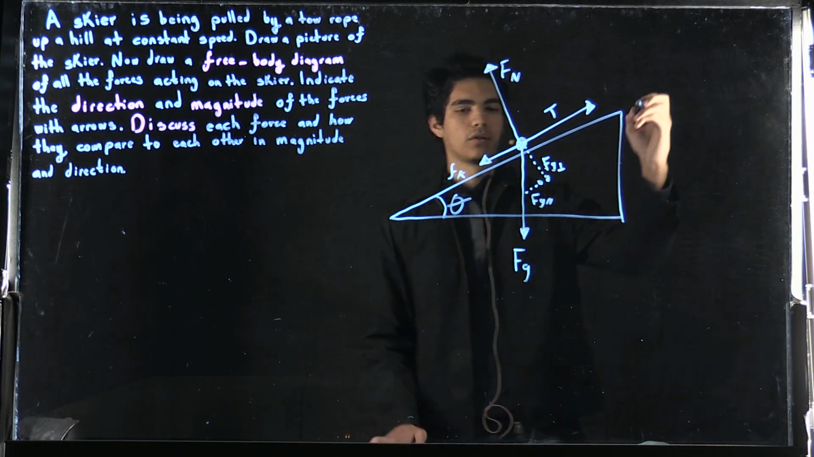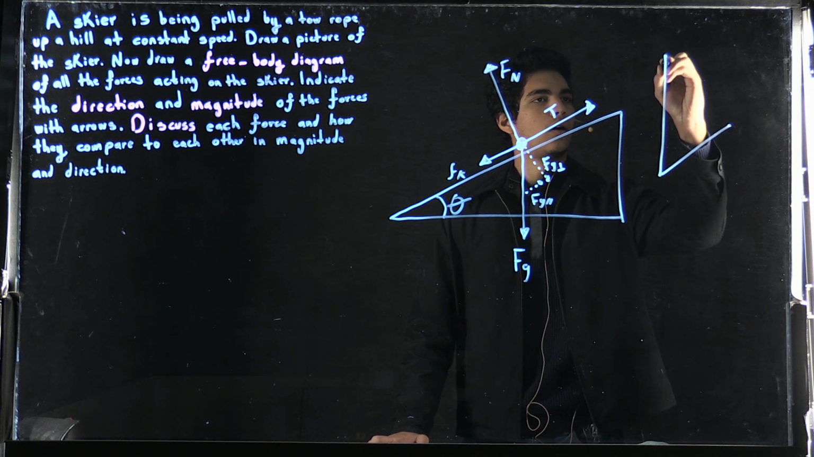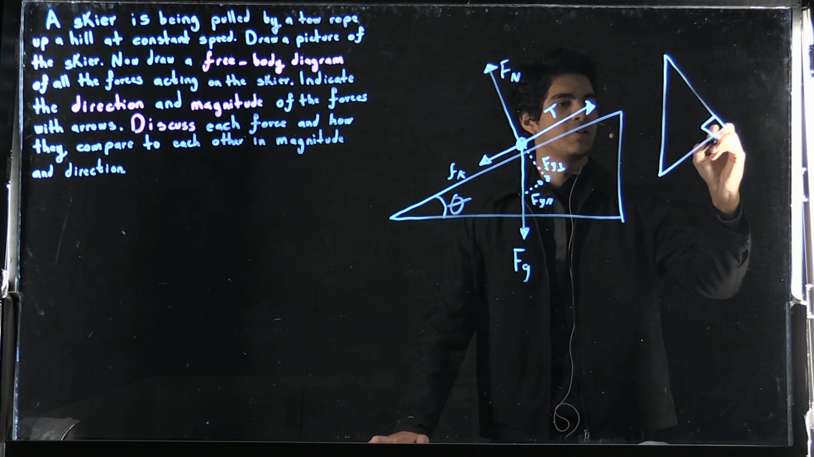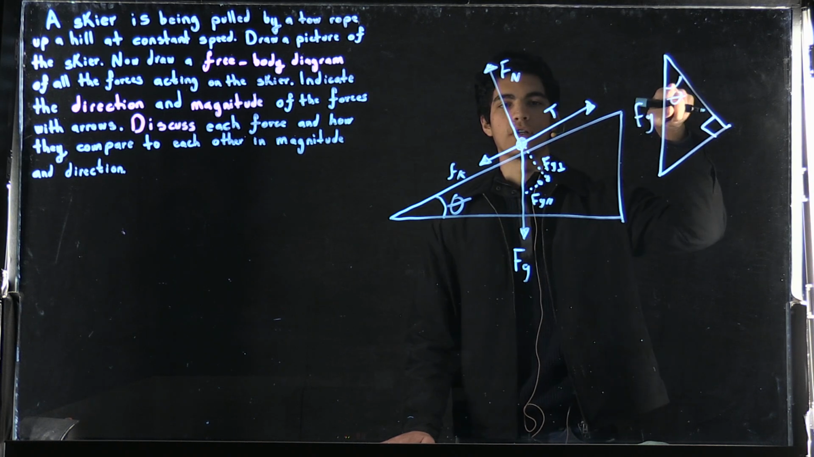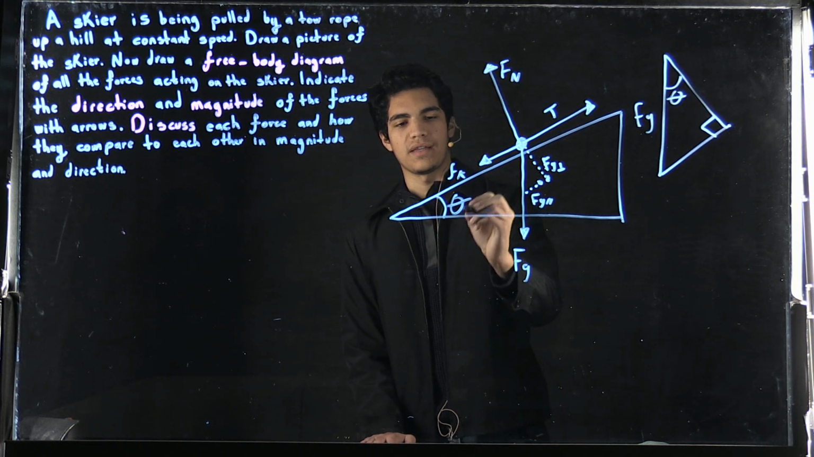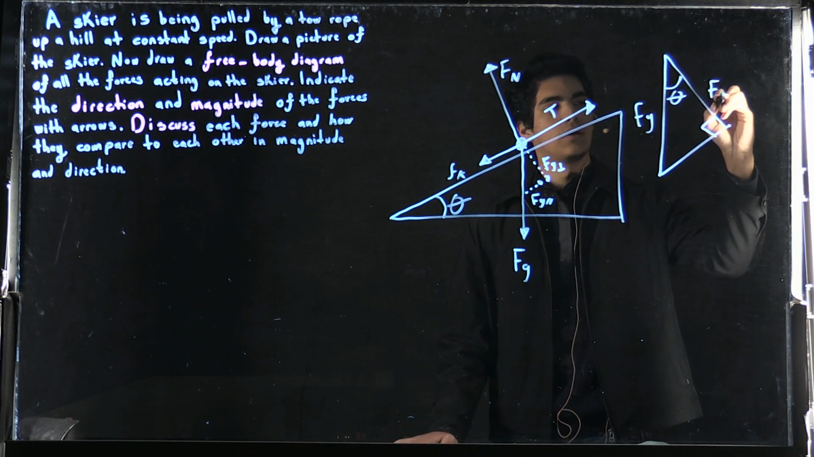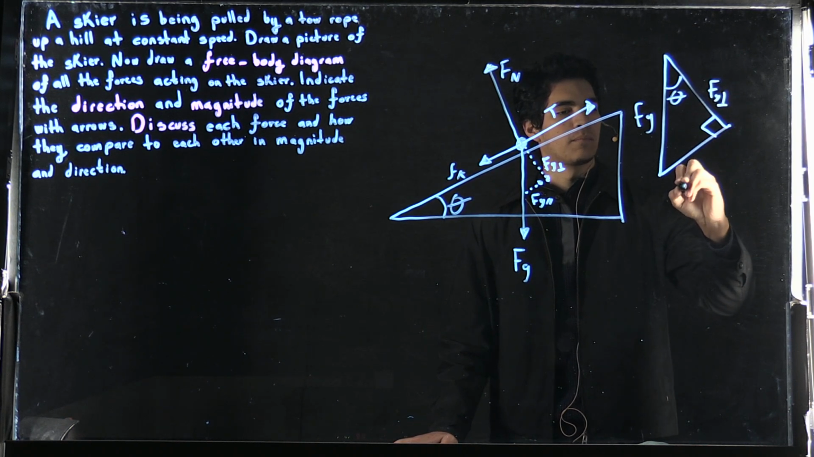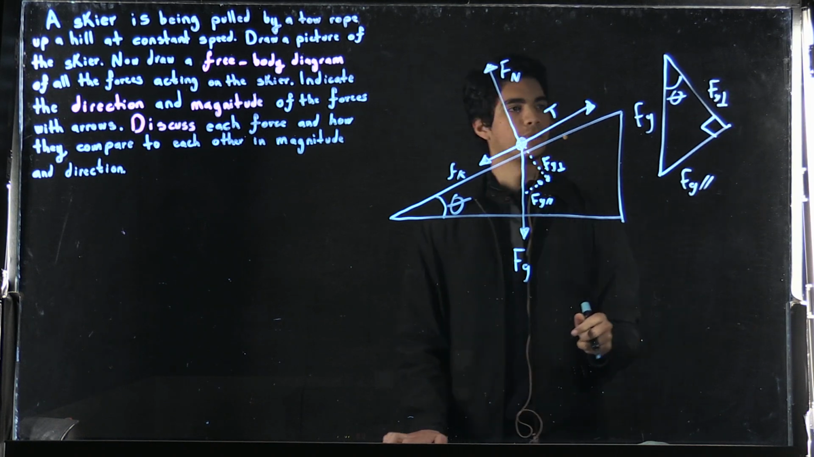And we can enlarge this triangle here, like so, and it would be a right triangle, hypotenuse. And then this angle theta over here is the same angle as the angle of the incline. So we'd have right here Fg parallel and Fg perpendicular.